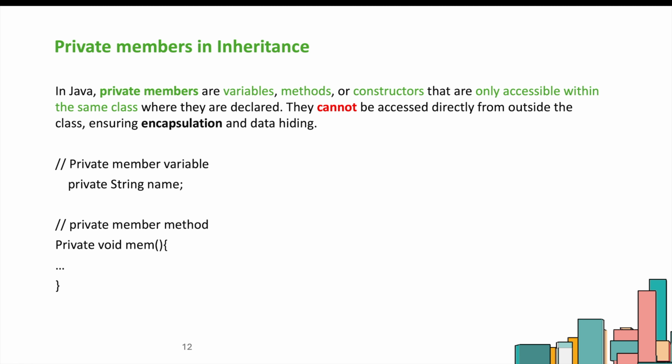Now look at private members accessibility in inheritance. Private members, a private variable or method, have accessibility within the class only. If you define a variable as private, that variable is accessible only within the class. As well as if you define a method as private, you can access that method within the class only. Outside the class, those private members are not accessible.